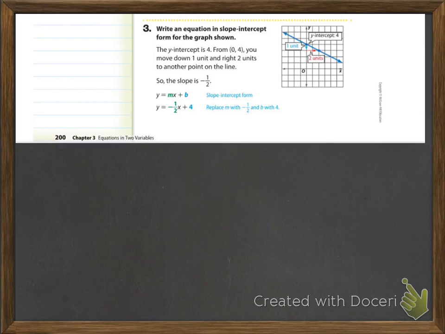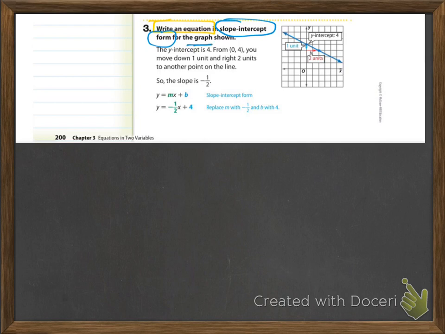So in example 2, we were taking it from words, writing an equation from words, basically. Now we're going to write an equation in slope-intercept form from a graph. So again, as soon as I see "write an equation," I'm going to put a box around that. And as soon as I see "slope-intercept form," I'm going to put a circle or a box around that. And we're doing it from a graph. So this makes it a little bit more tricky.